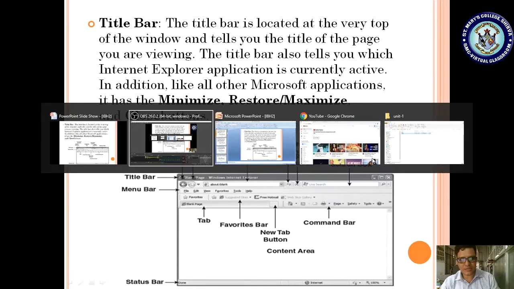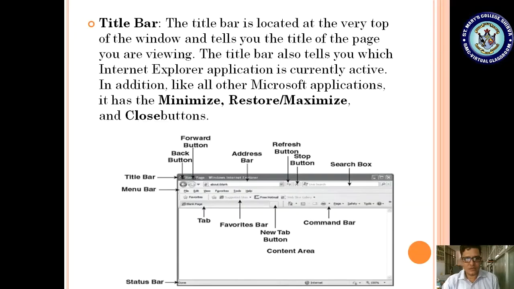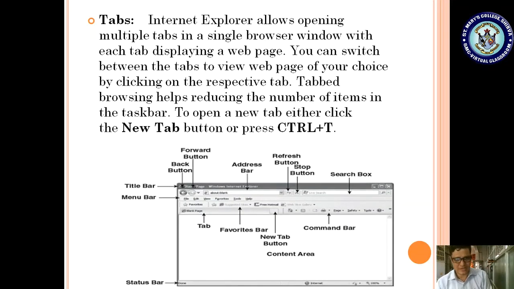And let us see other information. Next one is tabs. Already I have shown in your Google Chrome. Let us see. Internet Explorer allows opening multiple tabs in a single browser window. By using a single browser window, I can open multiple tabs with each tab displaying a web page. In each tab I can open a single web page. Okay, you can switch between the tabs to view the web page of your choice.